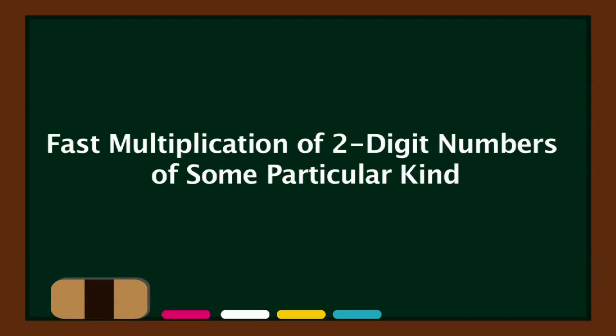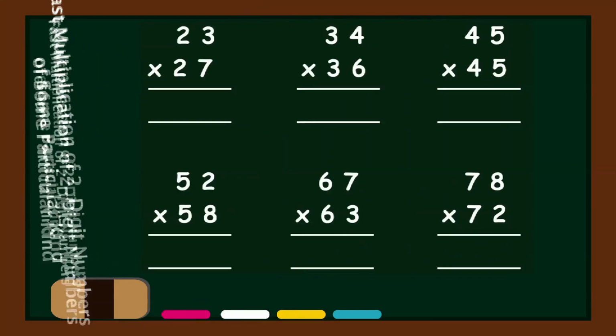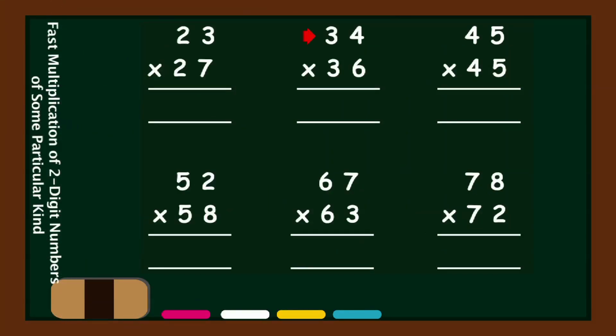In this video, we will learn about fast multiplication of two-digit numbers of some particular kind. By observing these problems, we can do them in a fraction of seconds. For example, we will take some problems: 23 into 27, 34 into 36, 45 into 45, 52 into 58, 67 into 63, 78 into 72.